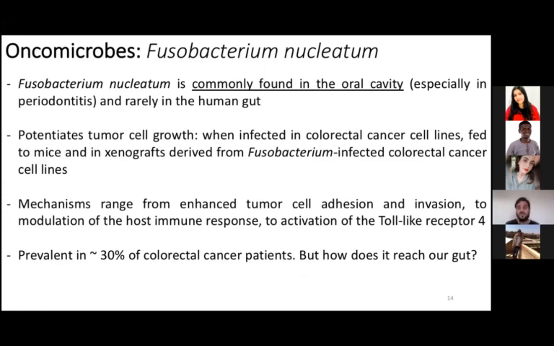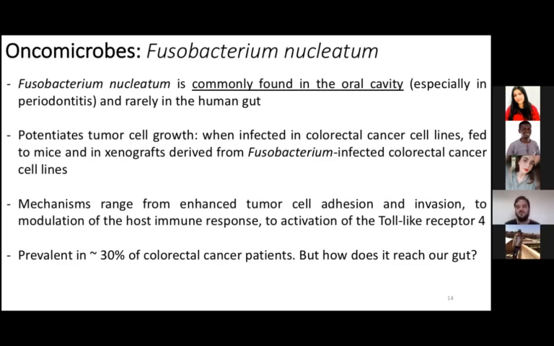It has been shown to potentiate tumor cell growth. So when this species was used to infect colorectal cancer cell lines and fed to mice and in xenograft models, they all led to the development of tumors. And the mechanisms by which this bacterial species can cause tumor development go from enhanced tumor cell adhesion to invasion. It also helps modulate the host immune response, and it's prevalent in about 30% of colorectal cancer patients.